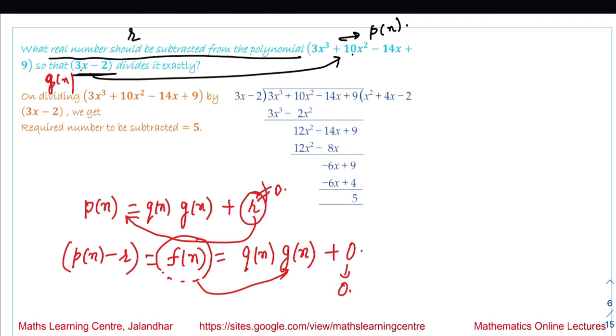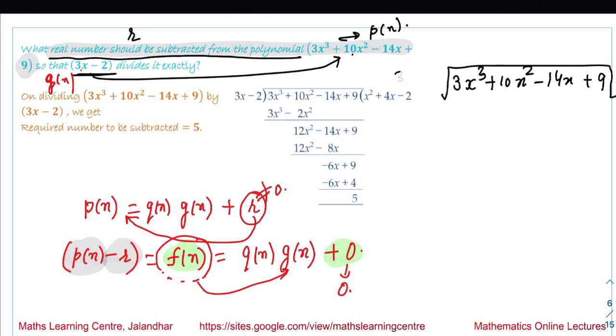So our question is: what real number should be subtracted from this polynomial? We are saying if we subtract r from this polynomial p(x), then the new polynomial f(x) will be divisible by the given polynomial, 3x minus 2. So we are calculating this value over here. We are writing 3x cube plus 10x square minus 14x plus 9, and we are dividing it with 3x minus 2.